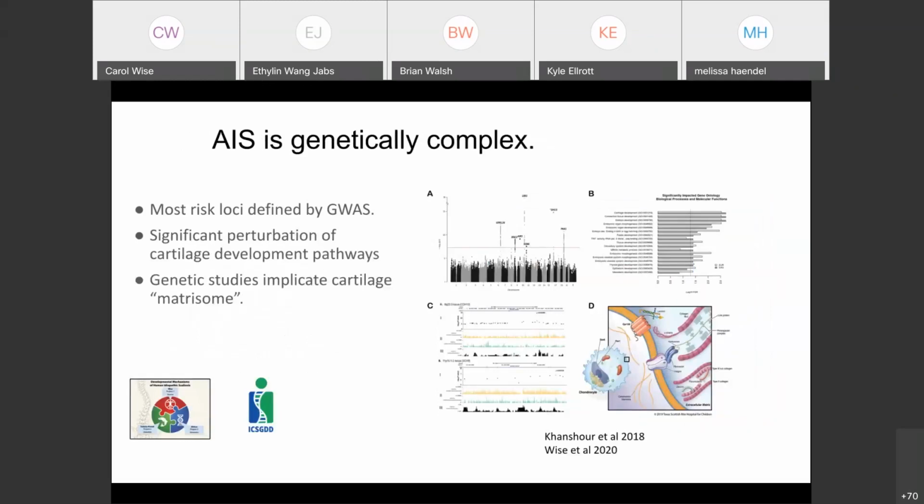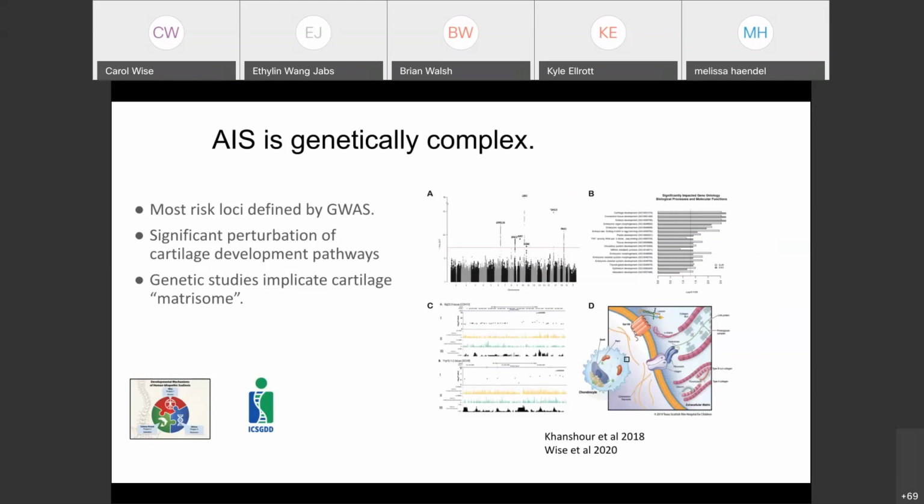AIS is genetically complex, which is probably not surprising, and most of the risk loci that have been identified so far have been identified by GWAS. I'm going to talk a little bit about genetics because the stage we're at now is we are hoping that the genetics is going to point us toward those subclinical phenotypes or subphenotypes in this particular condition that will allow us to become more specific in the diagnosis.